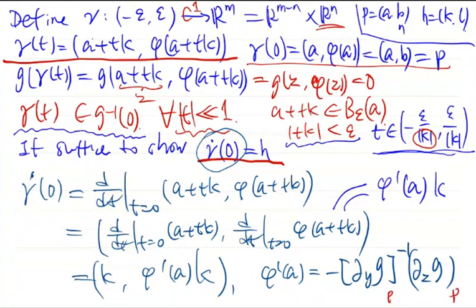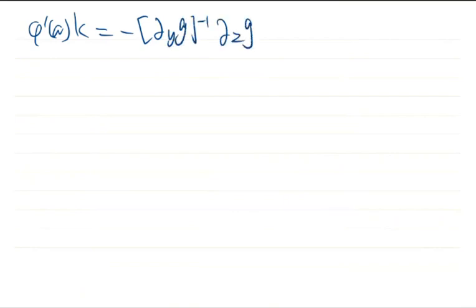Okay, we know this. So using this phi prime a formula, we can compute phi prime a acting on k. That is minus the inverse of this, and then this, acting on k. So we need to compute this. But because of the condition g prime p h is zero, we have not used this condition yet. We have not applied this condition.